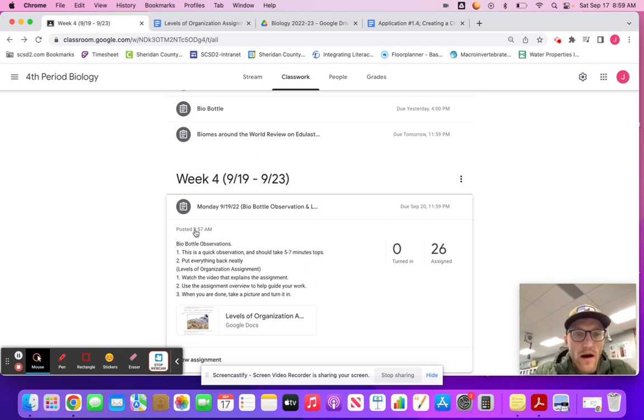Okay, so let's start with this biobottle observation. This is going to be the first thing we do when we come into the classroom. So I moved your biobottles up on top of the cabinets. I kind of got them grouped together: second period, third period, fourth period. Fourth period, I think most of yours are across the classroom on the other side.